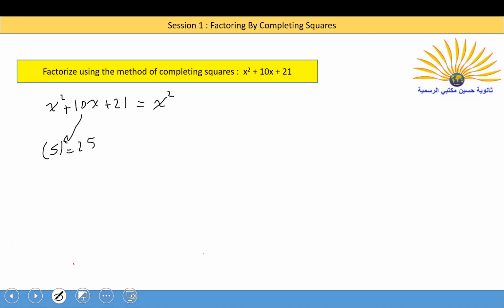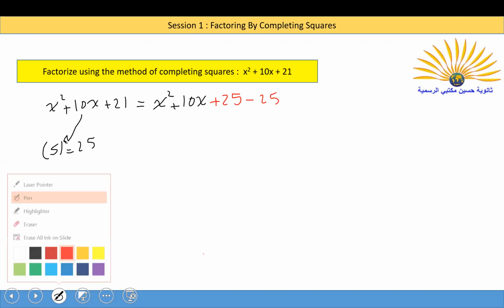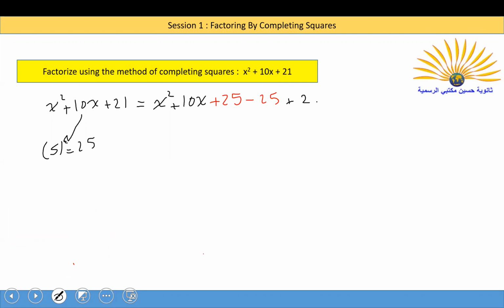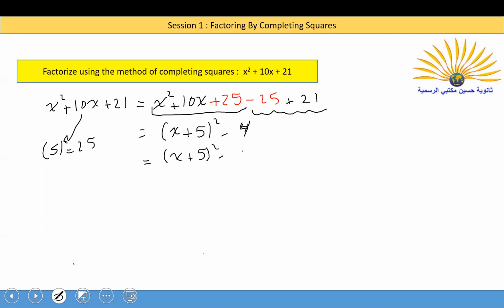Look, what do we do? x squared plus 10x. Then we add 25, subtract 25, and then we put the 21. Now the first three must be a perfect square. That is (x plus radical 25, which is 5) squared. And here we get minus 25 plus 21, which is minus 4. Then in the second step, we change this 4 into a square. We know that 4 is 2 squared.